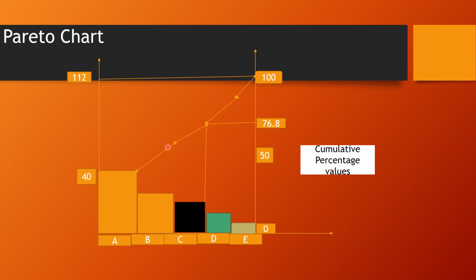And the beauty of this is that now we can see that defect A, defect B, defect C contribute 76.8% out of 100 of the overall defects. That means close to 80%. 80% were contributed by these three defects.